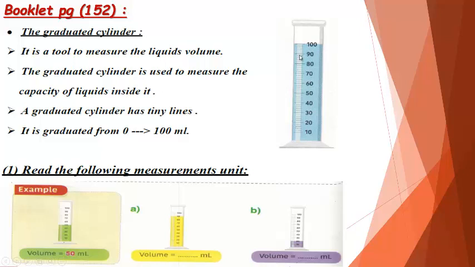This number is written beside very tiny lines here, and we can use this tool to measure the capacity of liquids by putting it inside it. Let's read the measurements inside each one. The first one here is 50 milliliter. The second one, I have the volume of this liquid equals 90 milliliter.